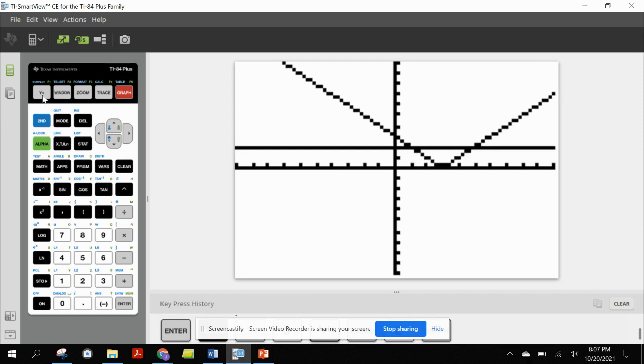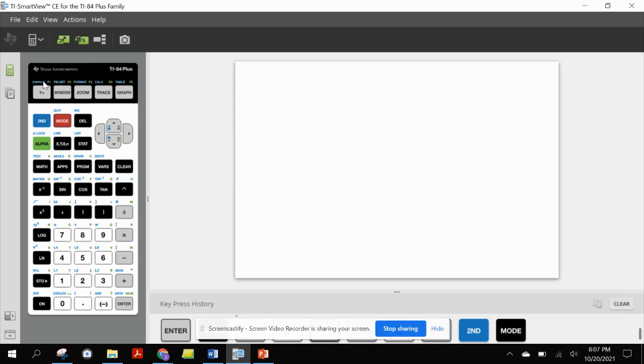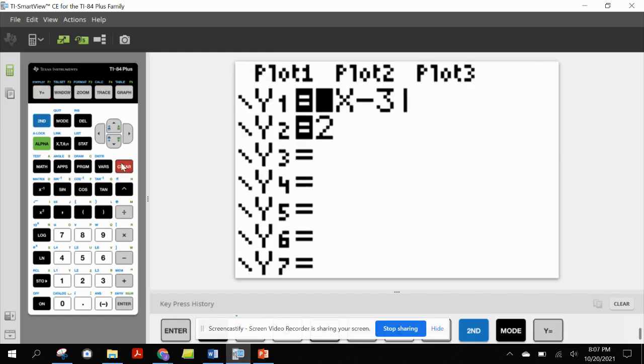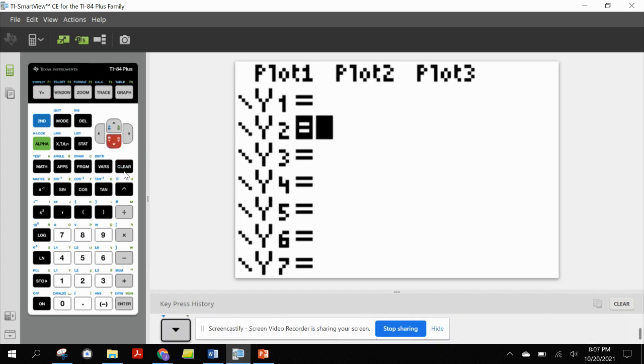go back to y equals. Keep in mind, if you ever want to get out of a specific window on the calculator, you can always just press second, quit, and it'll take you back to the home screen. We have y equals, let's clear that. Clear the previous one too, go back up to y1.